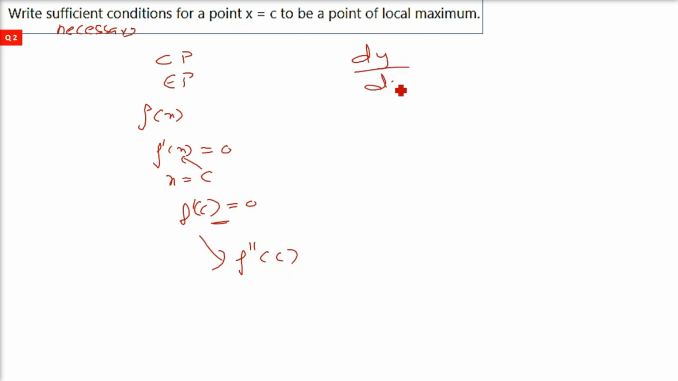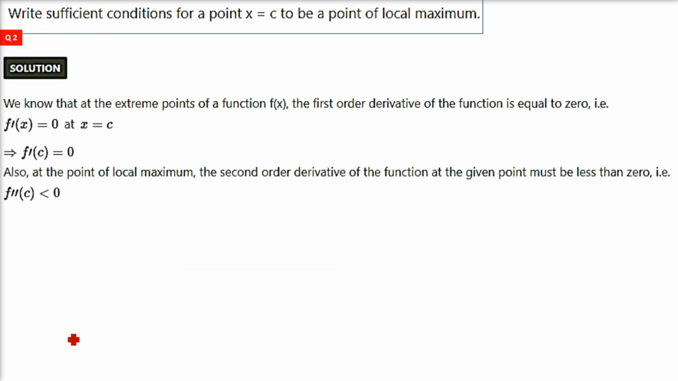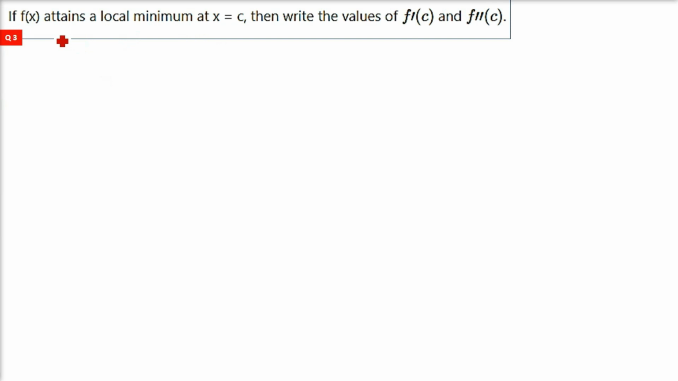That is, if you have dy by dx, which is f'(x), then d2y by dx2 is f''(x). At x equals c, this becomes f'(c) and this becomes f''(c). So this f''(c), if it is less than 0, we say it is maximum; greater than 0, it is minimum. These are the necessary and sufficient conditions. So you just have to add one more line to question number 1.